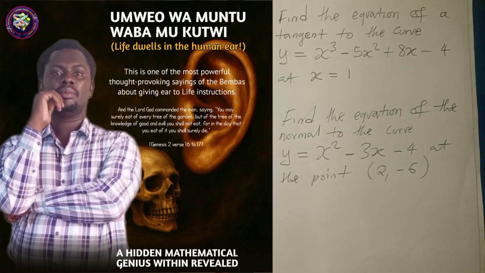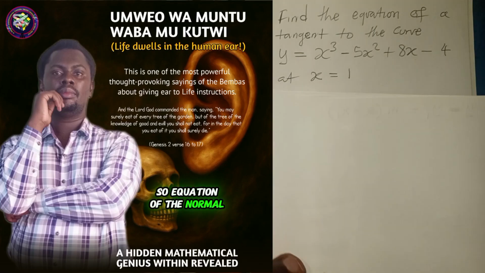Question 2: find the equation of the normal to the curve y = x² - 3x - 4 at the point (2, -6). Okay, so here it is, equation of the normal.